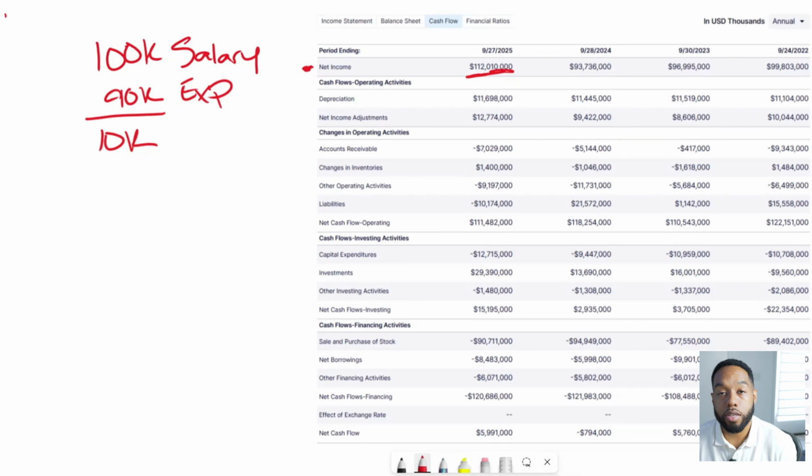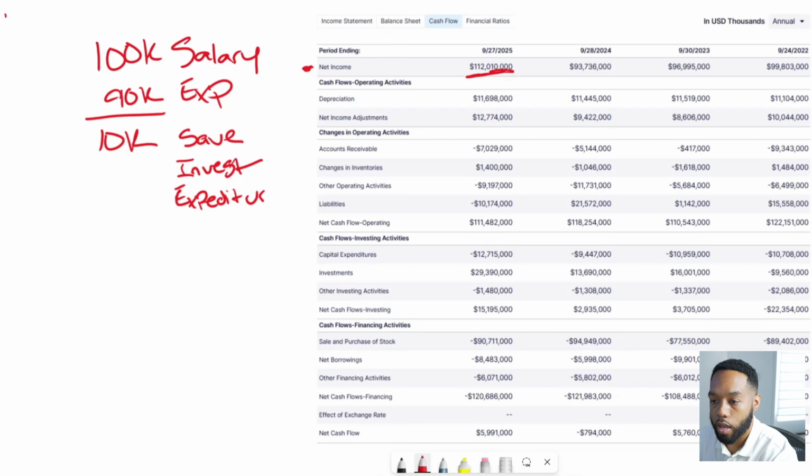Now, with this $10,000 of savings, this would be the equivalent of your net income, what was left on the bottom line. Now, you have a couple of choices that you can do with this $10,000. You could, of course, save it and just put it in your savings account. You could invest it. You can take that $10,000 and put it into the stock market so that you can grow your money. You can also have expenditures where you take that $10,000 and maybe you buy a new dining room set. Maybe you buy a new home with the $10,000 and you have an expenditure.